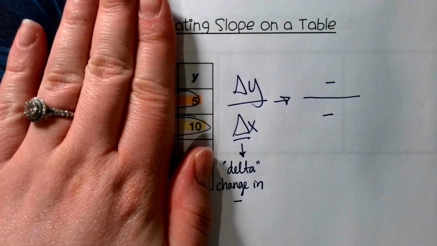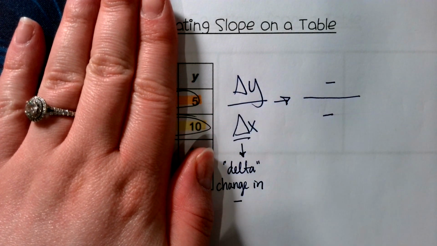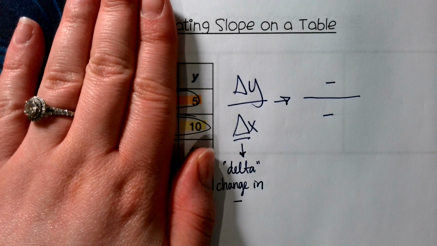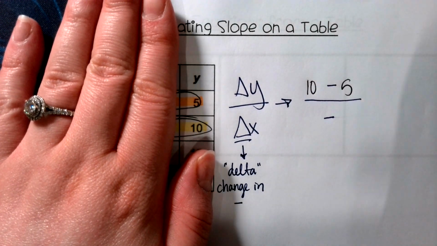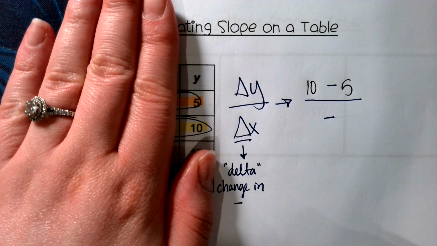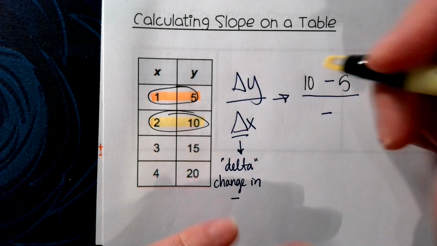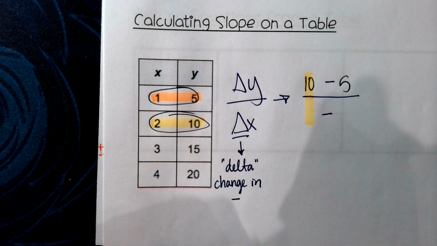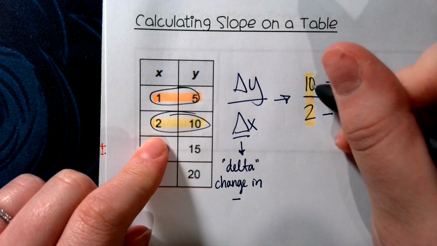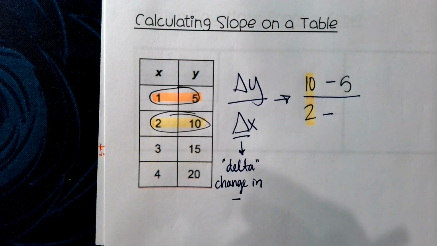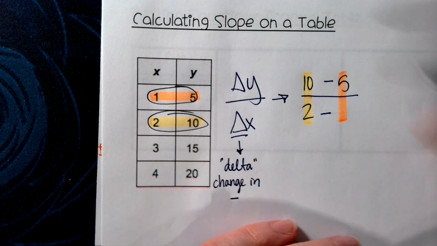So when I'm looking at those two y's, would I rather do 5 minus 10 or 10 minus 5? I want to do 10 minus 5. If I do 5 minus 10, I'm going to get a negative number. I don't want to work with a negative number. So since 10 came first, that was my yellow. That means that my 2 needs to come first for my x, because those two colors have to stay together. That means that my 1's got to stay with my 5 because those two numbers go together.